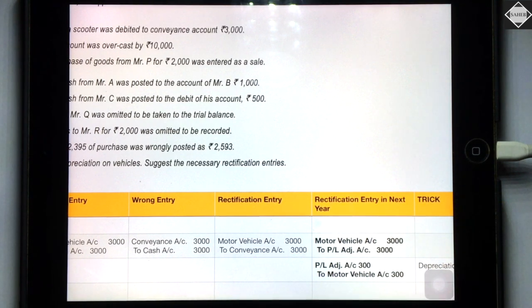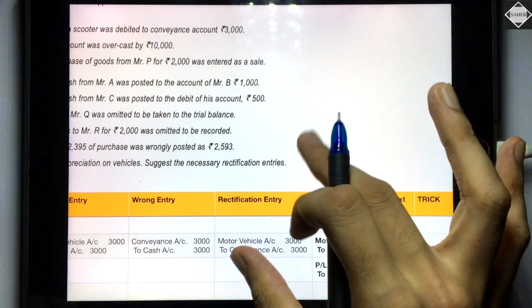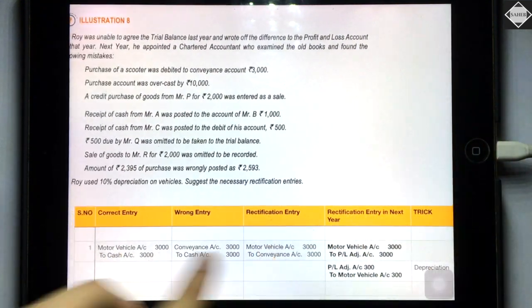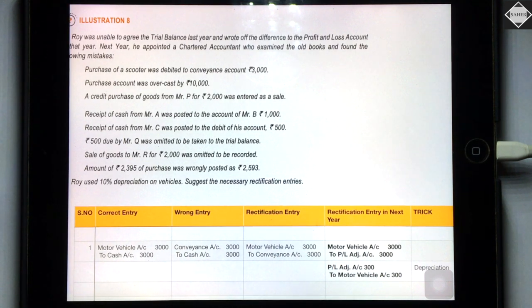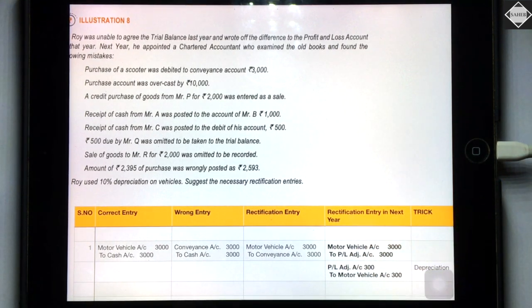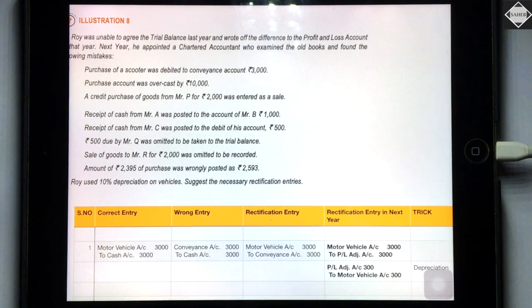This is the entry. Now if you practice a lot, believe me, you can do these things directly in your mind, and so fast. In the exam you don't need to work this out separately, you can pass these entries directly because this is the actual answer. Motor vehicle account to profit and loss adjustment account 3000. Did you understand this? Easy.